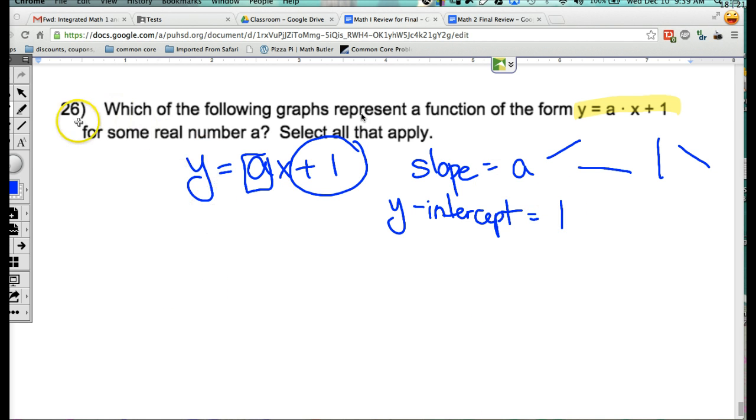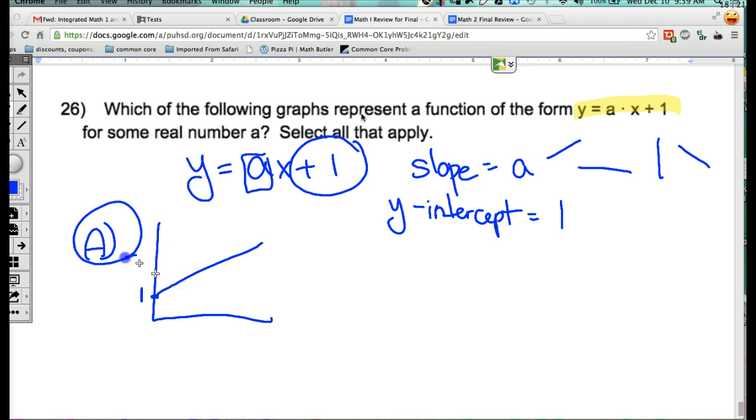So, for question number 26, you have about 5 or 6 different graphs that you have to choose from. So, for example, option A would look like this. It would start with 1 over here, and it would have a graph that looks like that. Is this the correct answer? Yes, it is, because the y-intercept is at 1, and this is the graph.